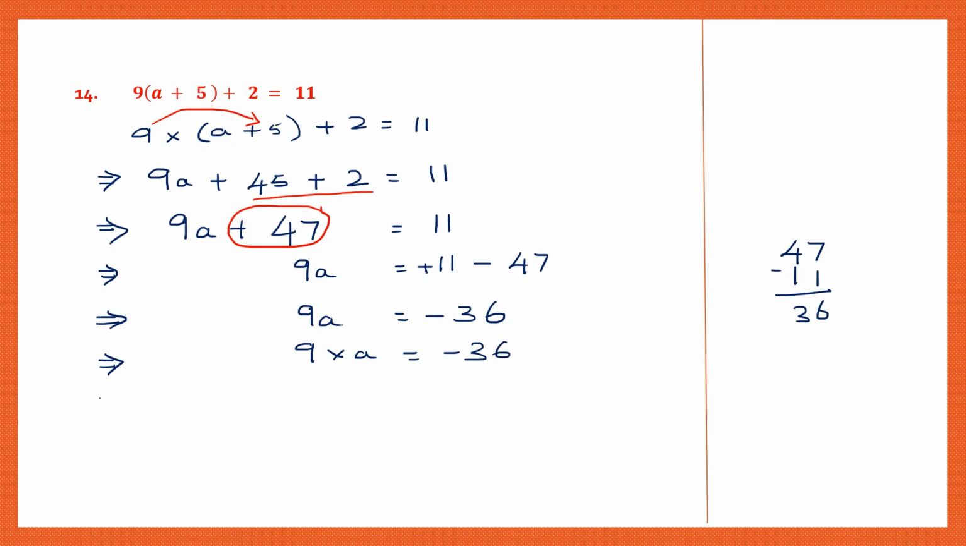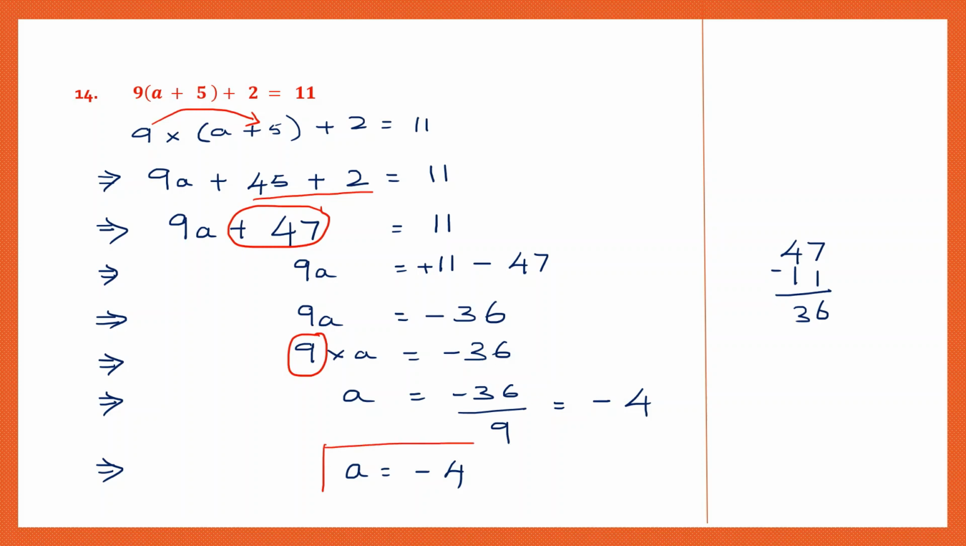Now we can solve for a. So a will be minus 36 divided by 9, because we have transposed 9, which is multiplication. So now let's work this out here. The sign will be minus 36 divided by 9. 9 fours are 36. So we have found the value of a. A is equal to minus 4. So the answer is a is equal to minus 4.